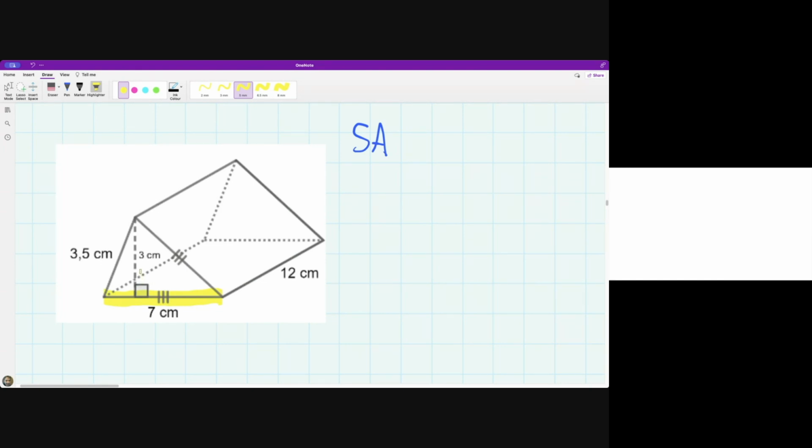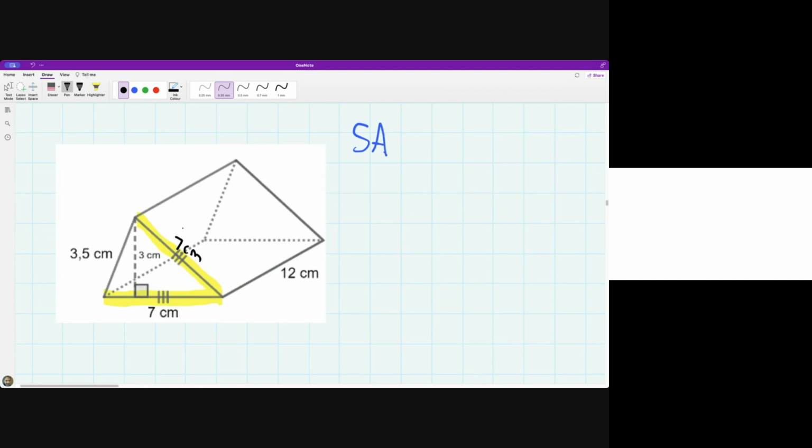What is that mathematical way of telling us something? It's not parallel. It's equal. So what it means is that this is also 7 centimeters. Okay, now I've given you the help there.